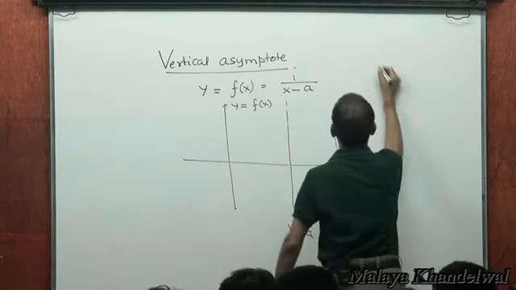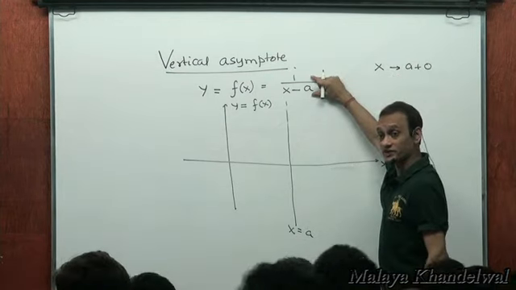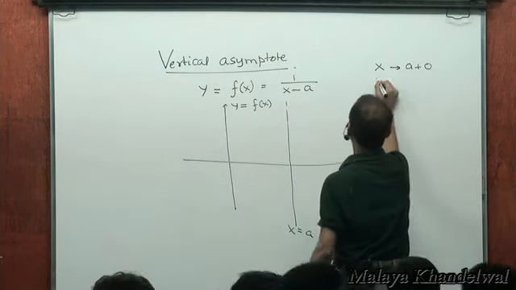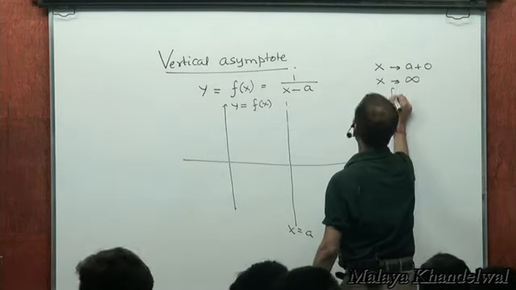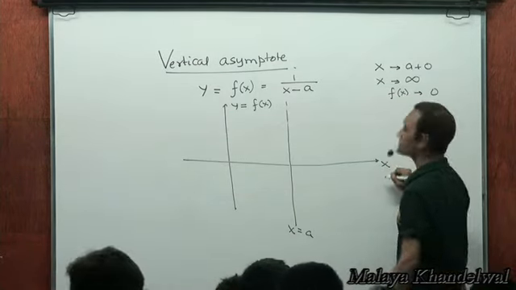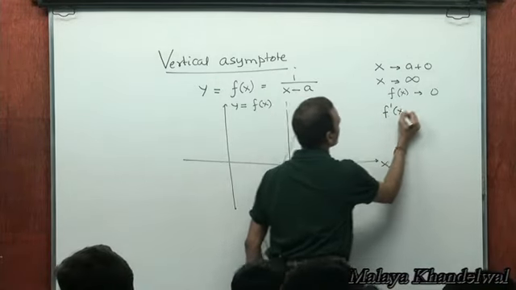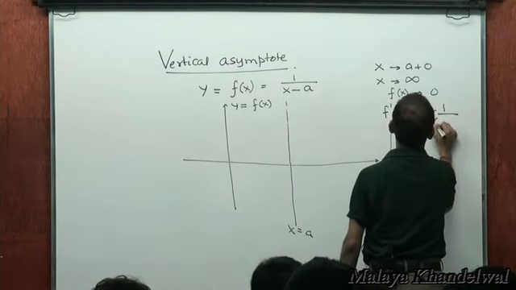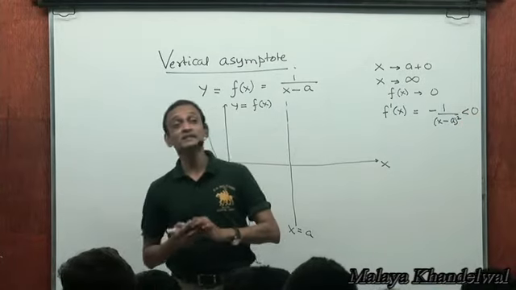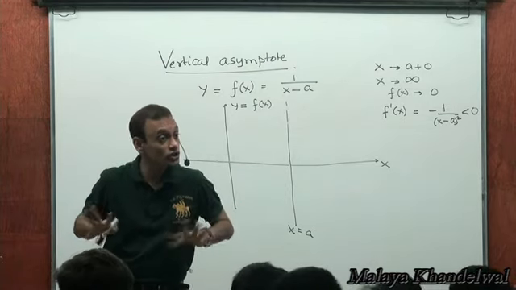Now do you realize that as x tends to a from the greater than a side, then f(x) would tend to plus infinity? As x tends to infinity, f(x) would tend to 0. And if you look at f dash x, what is f dash x? It is minus 1 by (x minus a) whole square, which is less than 0 for all x, meaning f(x) is monotonically decreasing. There is no stationary point.